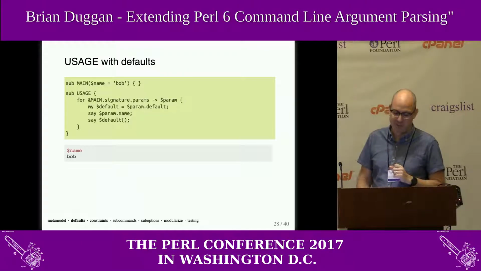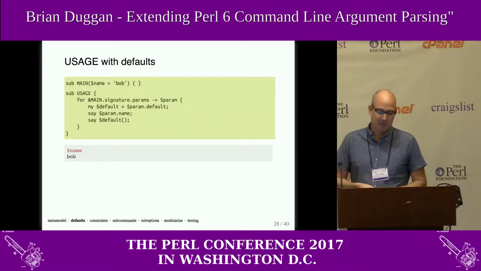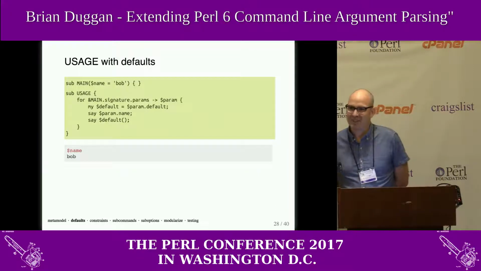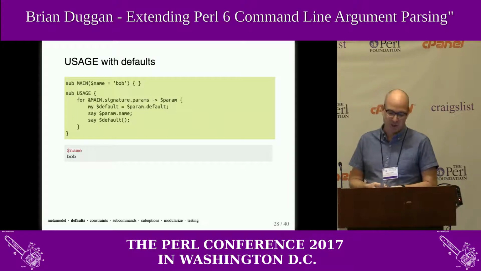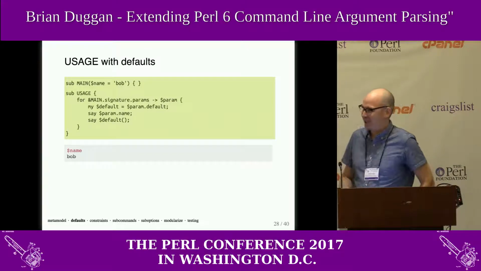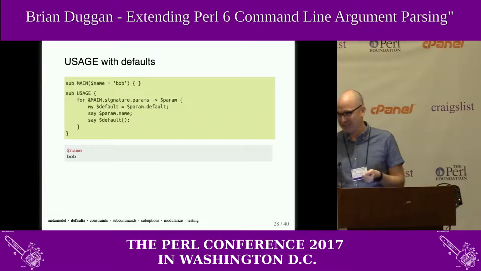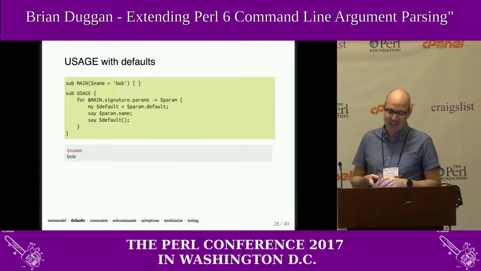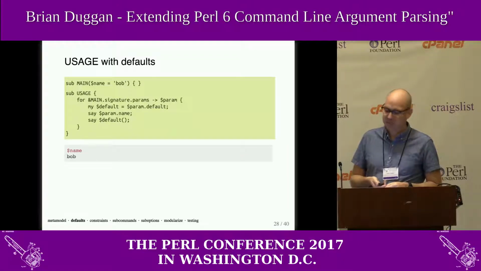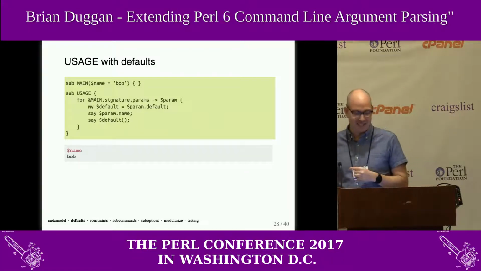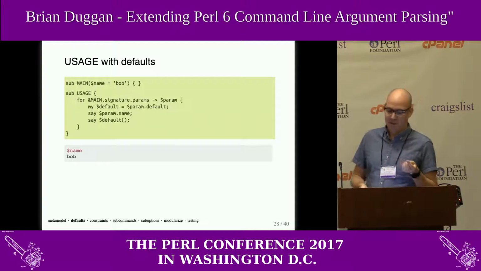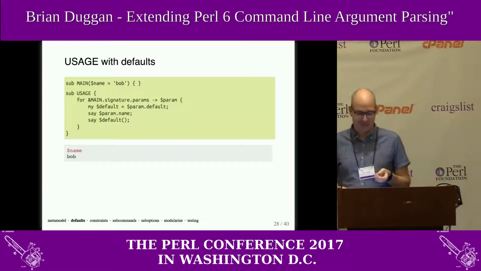So for instance, we'll start with showing the defaults. So here's our sub main, and then we're going to generate our own usage just by declaring a function called usage. And if we look at ampersand main, we can call a method called signature on it. Signature returns a signature object. The signature object has a method called params, and each of the params has a method called default and a method called name, which tell you something about the parameters that are declared for main.